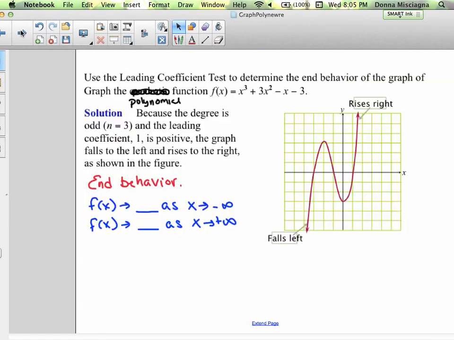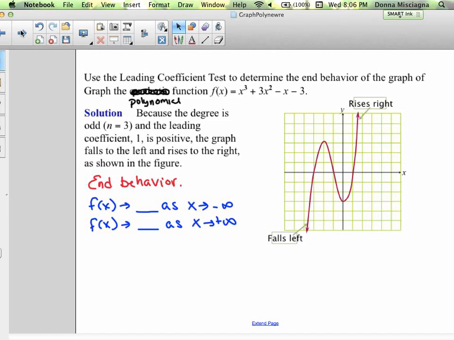So let's look at this one. We're going to identify the end behavior. We're going to use the leading coefficient test to determine the end behavior of the graph of the polynomial function f of x equals x cubed plus 3x squared minus x minus 3. So notice it's S-shaped, and it's x cubed, and it's got stuff with it: an x squared term, an x term and a constant. Because the degree is odd, n equals 3, and the leading coefficient 1 is positive, the graph falls to the left and rises to the right, as shown in our figure.